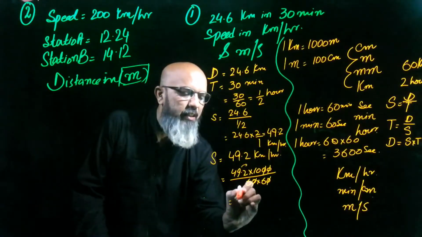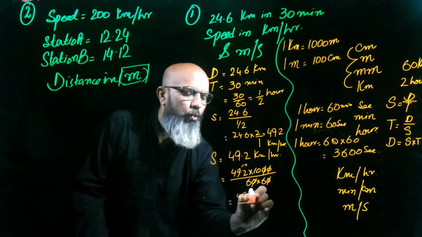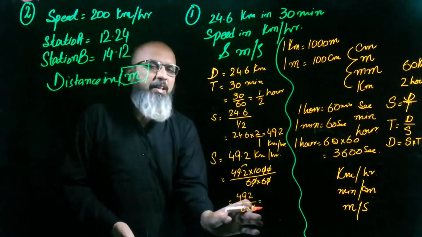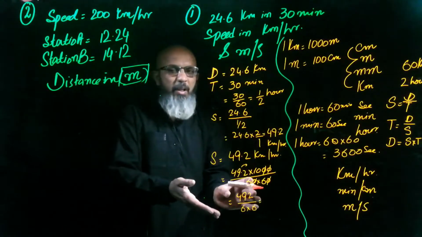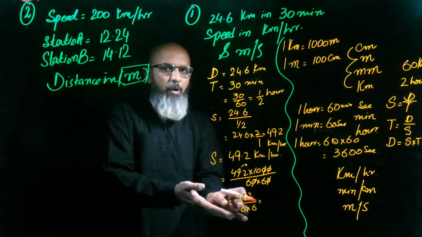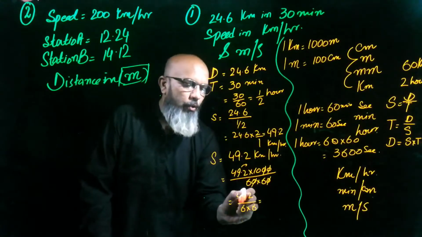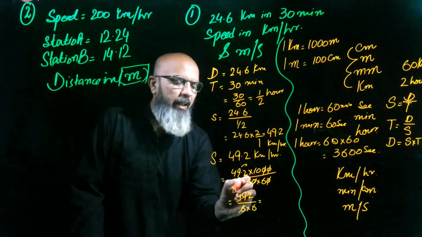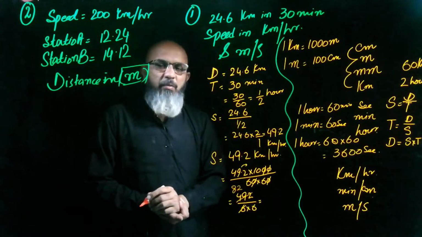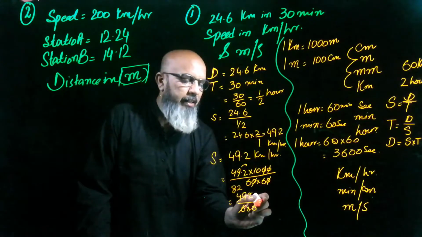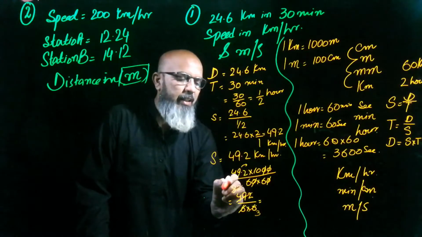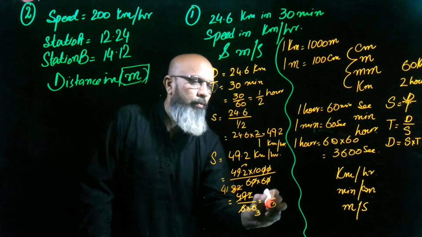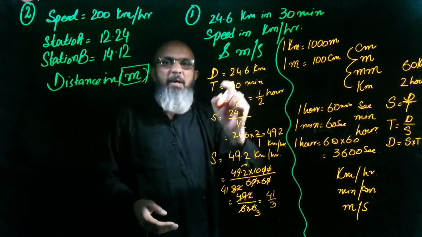Your answer is 492 divided by 6 into 6. I don't write 36 because it's easier to cancel with the table of 6. So now you can cancel it. 6 8s are 48 and 6 2s are 12, right? Again with the table of 2, that is 3 and that is 41, meaning 41 over 3 meter per second.